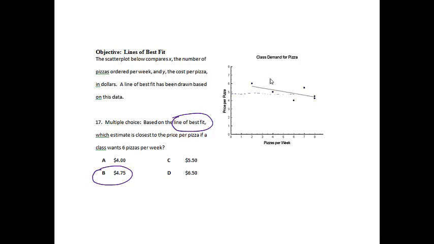All right, I'm going to show which one would not be the answer. This one is not the answer, which is $4, because even though this is a data point, it is not on the line of best fit. So we have to pick the choice that is on the line of best fit.